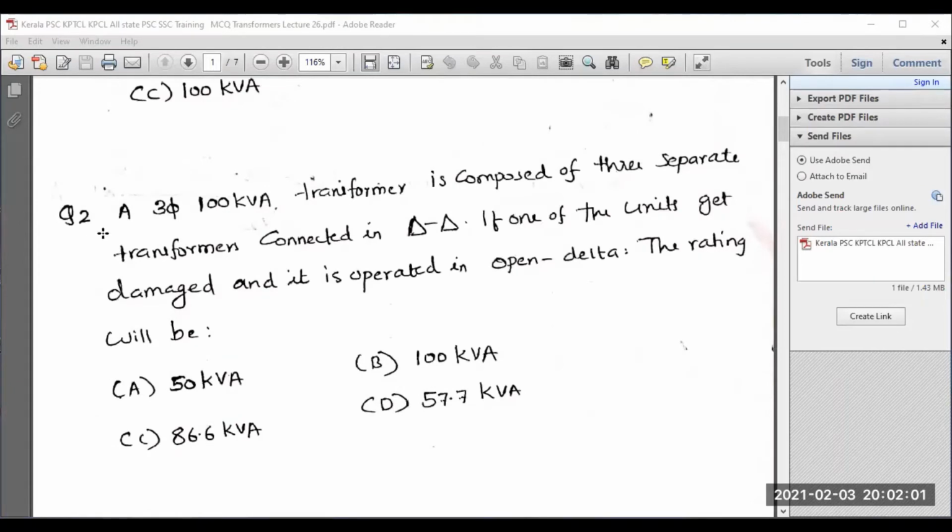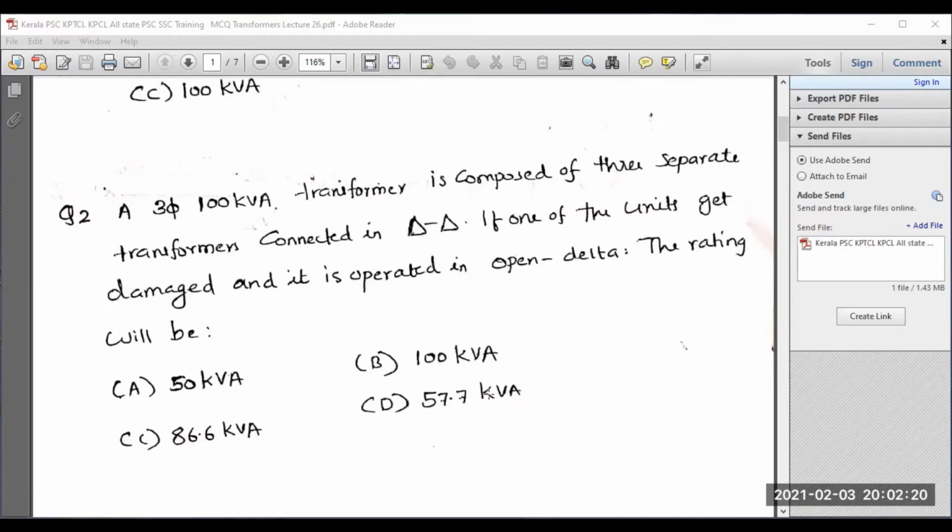Let me discuss another question. A three-phase 100 kVA transformer is composed of three separate transformers connected in delta-delta. If one of the units is damaged and it is operated in open delta, the rating will be: 50 kVA, 100 kVA, 86.6 kVA, or 57.7 kVA.